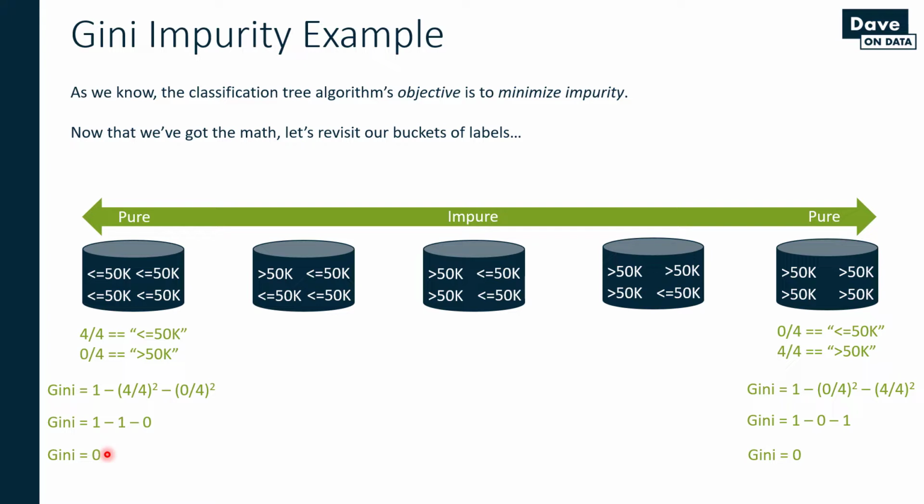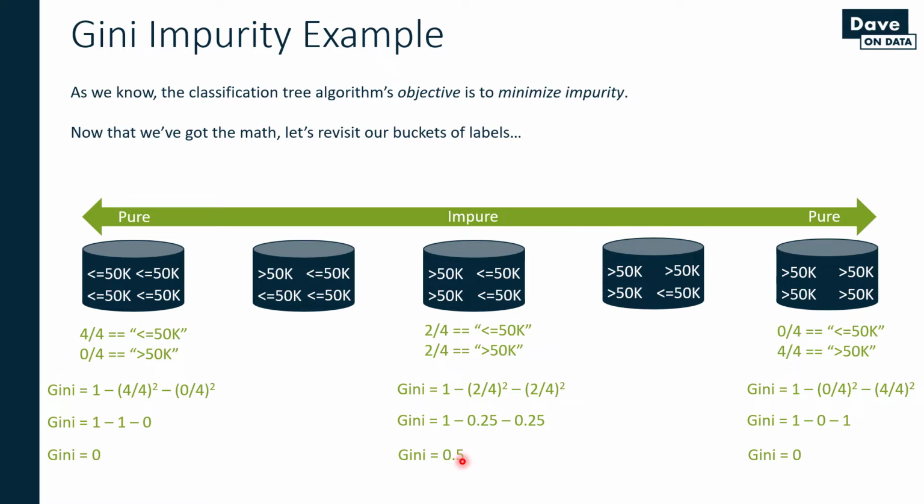Now let's look at the most impure node, this one right here in the middle. We know we've got 4 labels. Half of them are greater than 50K. Half of them are less than or equal to 50K. So 2 out of 4, 2 out of 4. Easy peasy. And we plug and chug. 2 out of 4 go here. 2 out of 4 go here. That's 0.5, 0.5. You square that, you get 0.25, 0.25. Awesome. And then you subtract that off, and you get a Gini of 0.5.